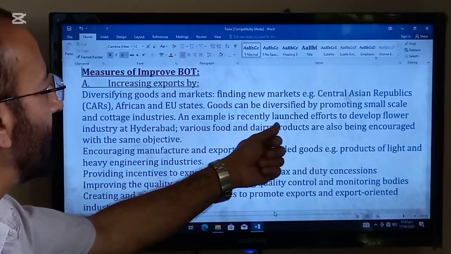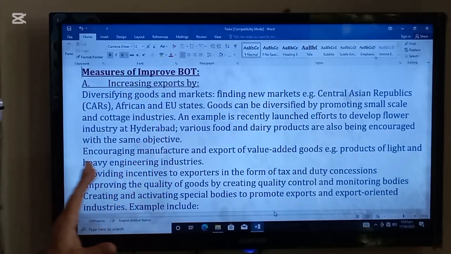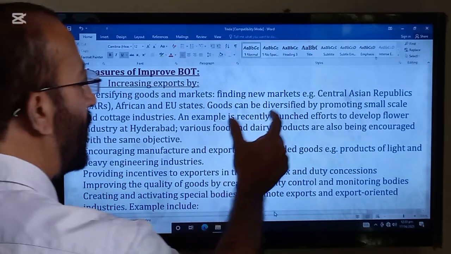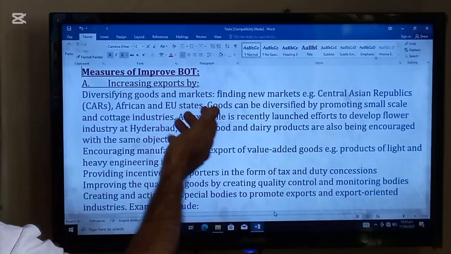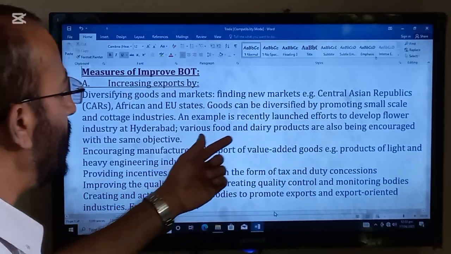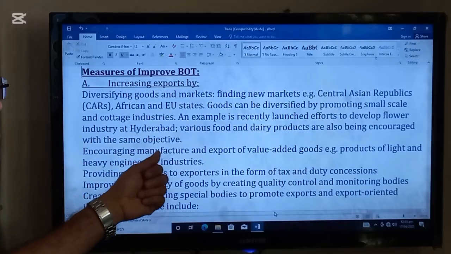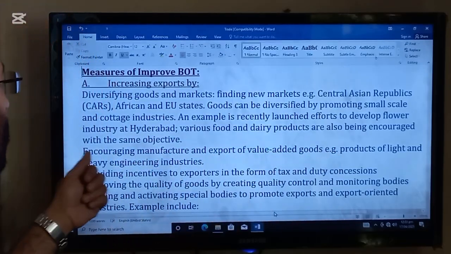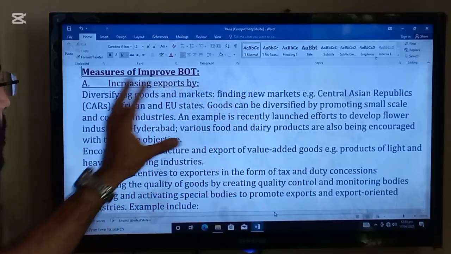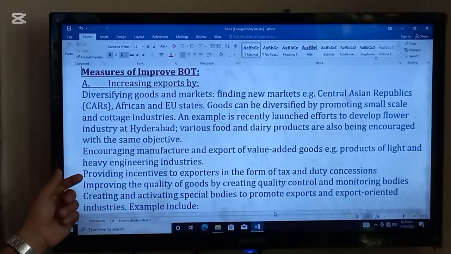Goods can be diversified by promoting small scale and cottage industries. So this is the point: by diversifying and promoting small scale industries, we can promote our exports. An example is recently launched efforts to develop flour industry at Hyderabad. Various food and dairy products are also being encouraged with the same objective. So this is a point through which we can increase our exports.